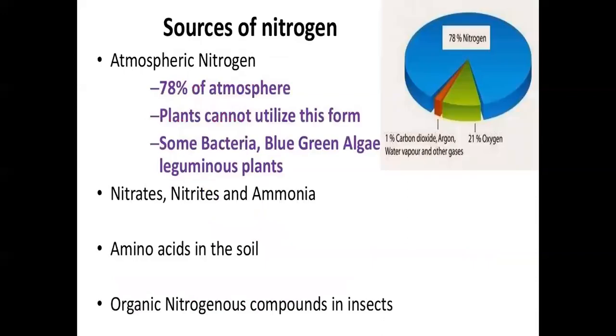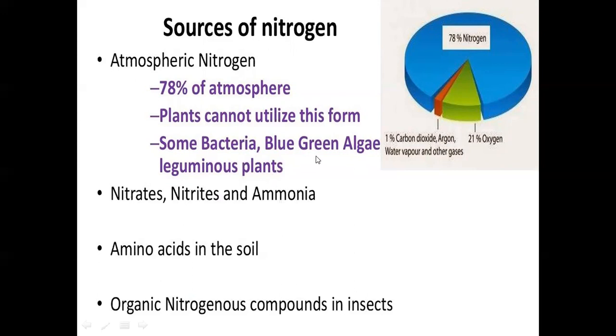Now the very important thing: what is the source of nitrogen actually? In the atmosphere, nearly 78% of the air is nitrogen. In the chart, you can see the major gases in the atmosphere: 78% is nitrogen, 21% is oxygen, and the remaining 1% is carbon dioxide, argon, water vapor, and other gases. Plants cannot directly utilize this atmospheric nitrogen.